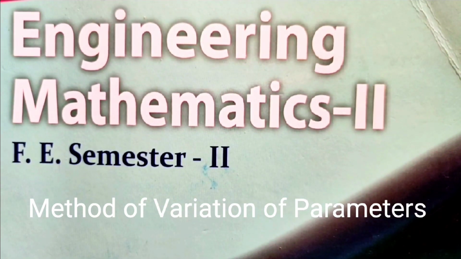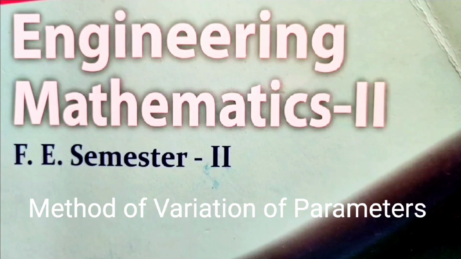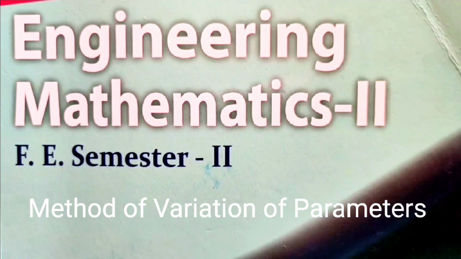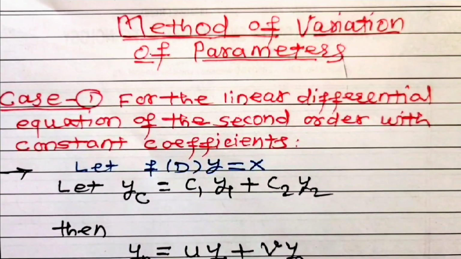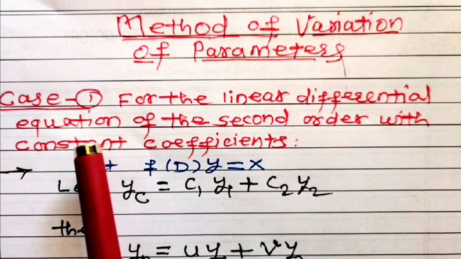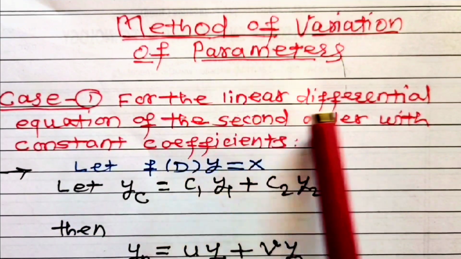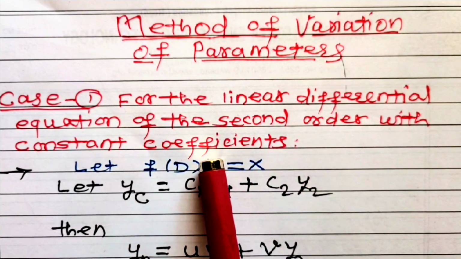Hello everyone. Today we have to learn about the method of variation of parameters to solve higher order linear differential equations with constant coefficients. In this topic we have to learn two cases. Case number 1: the linear differential equation of the second order with constant coefficients.